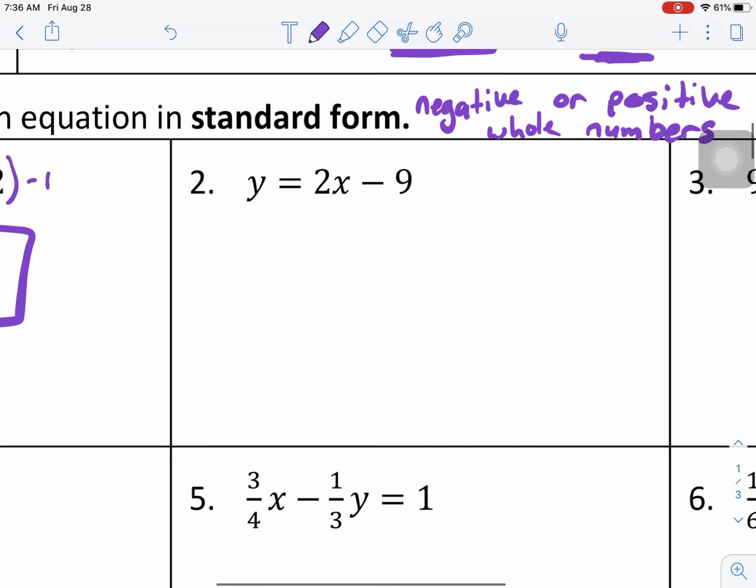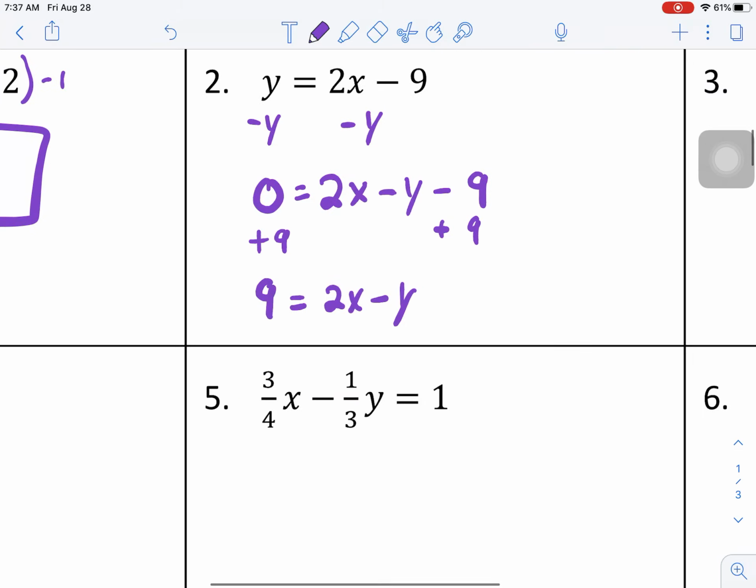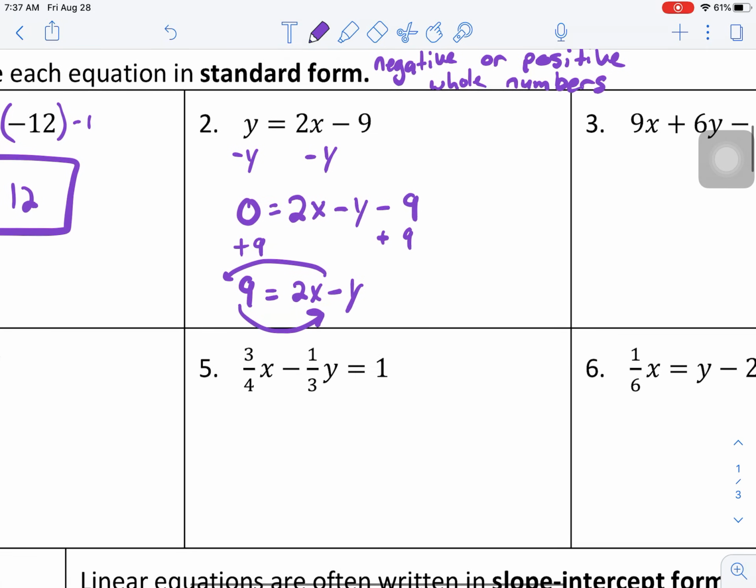Okay, now let's look at this one. So this one's not in standard form because, well, the x and the y are on two different sides. Okay, so let's move those to the same side. I'm going to move y over, so if I subtract y from both sides, now we have 0 is equal to 2x minus y minus 9, and then we add the 9 over. Okay, so we get 9 is equal to 2x minus y. And, you know, this is normally on the left side, this is on the right side. This is okay standard form, but if you wanted to rewrite it, you could. 2x minus y is equal to 9.